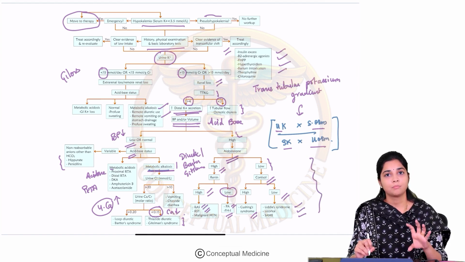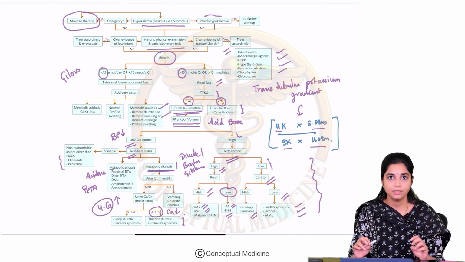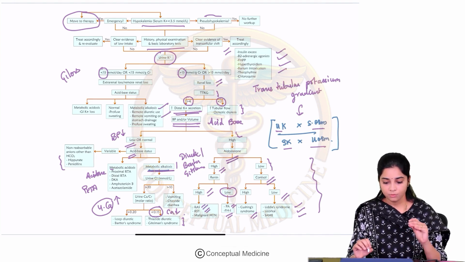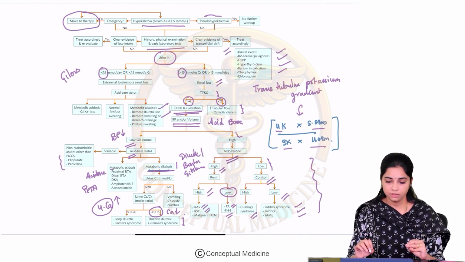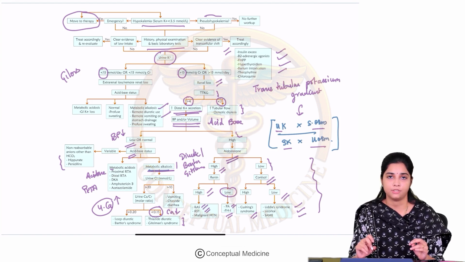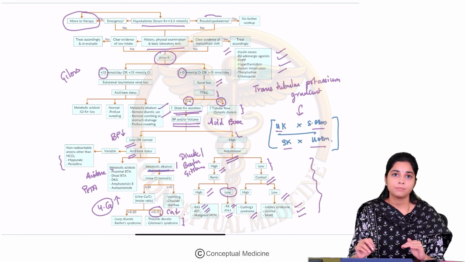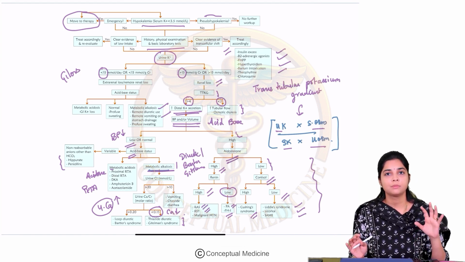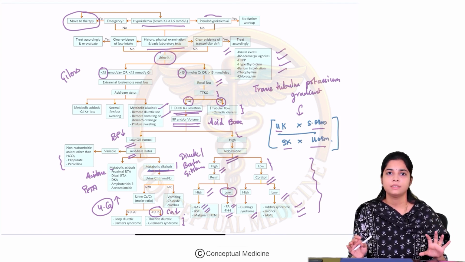Let me just summarize this once more. So we are dealing with the approach to hypokalemia. We are looking at renal losses. Under renal losses, once you have confirmed it's a renal loss, we look at the TTKG. If the TTKG is more than 4, that means that there is an increased potassium secretion. Then you look at the blood pressure and the acid-base status. If the blood pressure is normal, you look at the acid-base status.